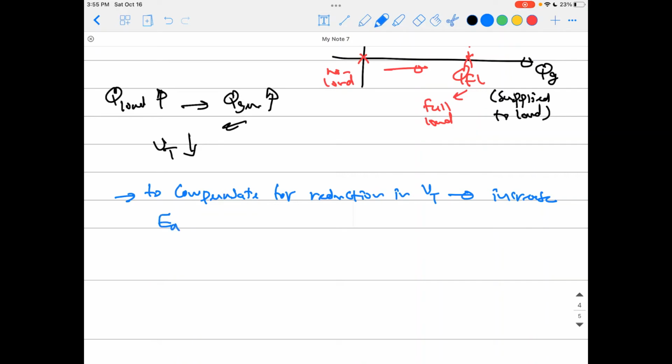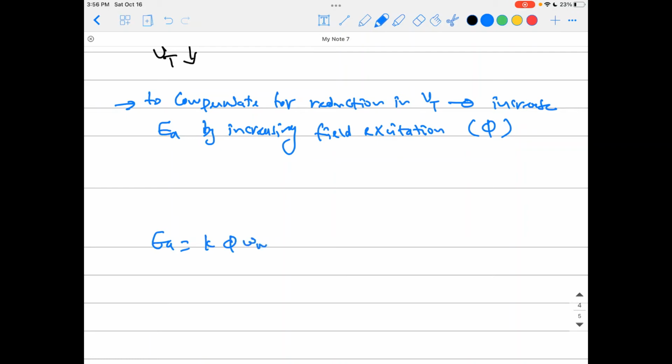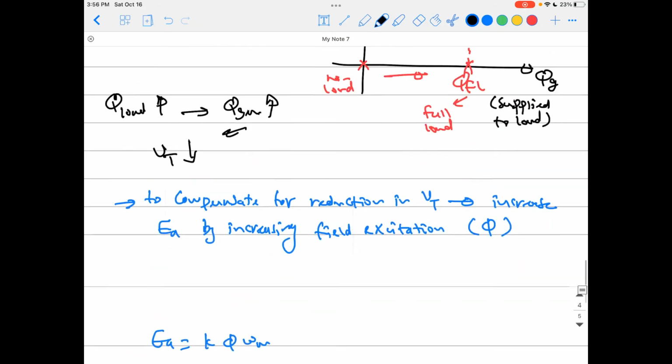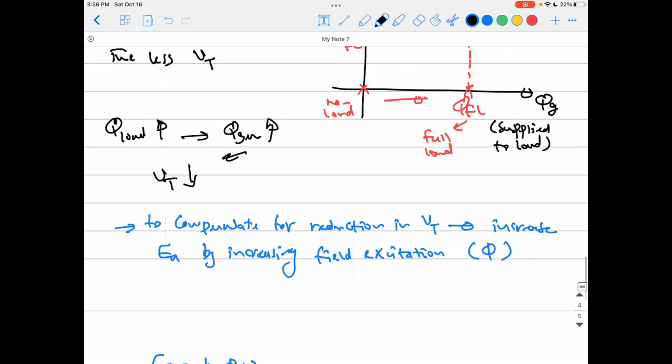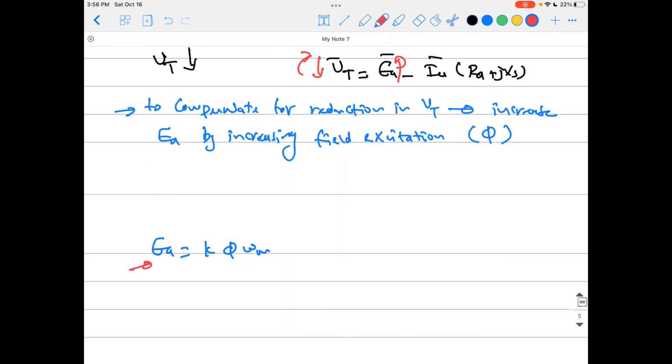We increase the induced EMF EA by increasing the field excitation. That means increasing the magnetic field. Okay guys, remember EA equals K phi omega M. So if the terminal voltage goes down and you need to increase it back, go back again to this equation: terminal voltage equals EA minus IA multiplied by RA plus jXS, okay? So what happens here is you will need to supply more reactive power from the machine, and this will result in a reduction of terminal voltage. How to get it back up is by increasing this EA in this equation. And how to increase EA? Go again to this equation, which is how to calculate EA.